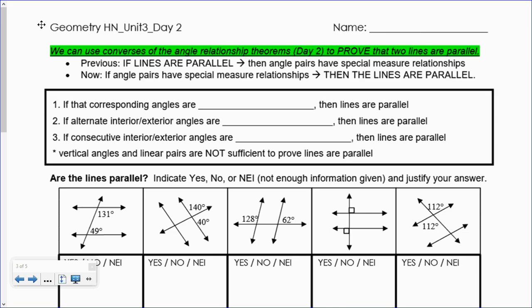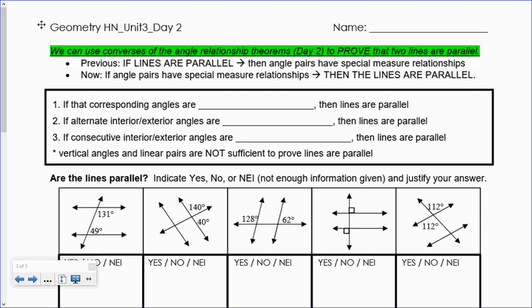We're going to be doing proofs, but on a very, very minor scale. They're going to be one-step proofs. I'm going to show you a picture, and you're going to tell me if the lines are parallel or not, and why. So it's not like a statement, reason like we've seen before. It's just tell me, and then defend your answer.